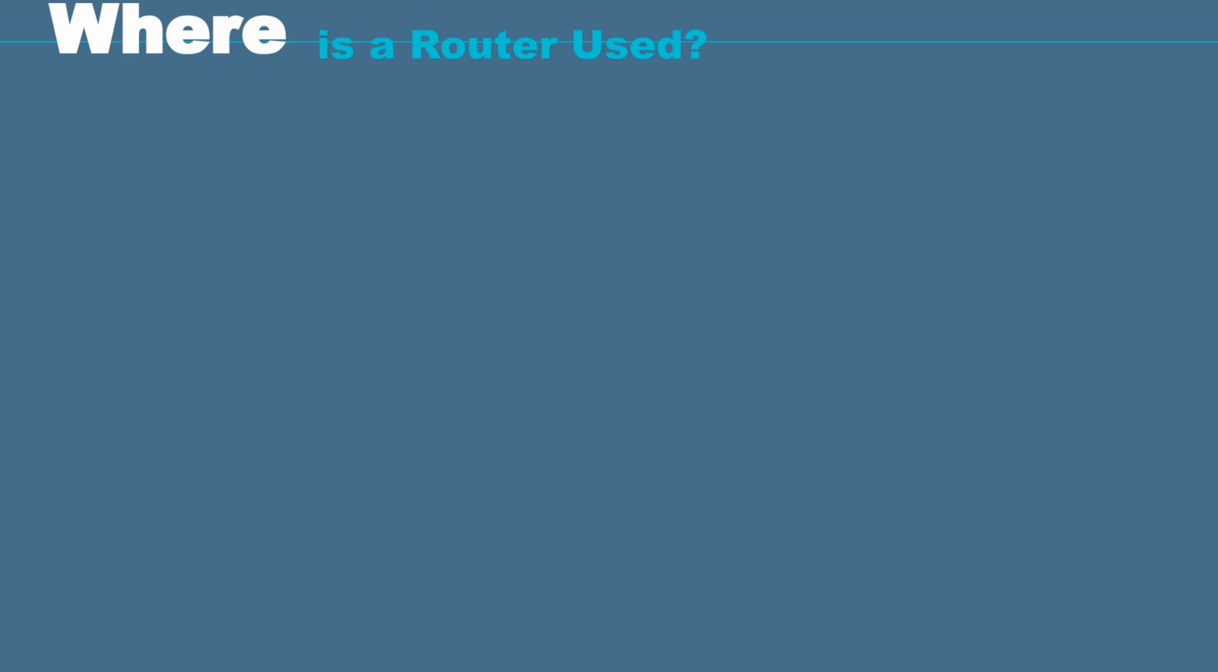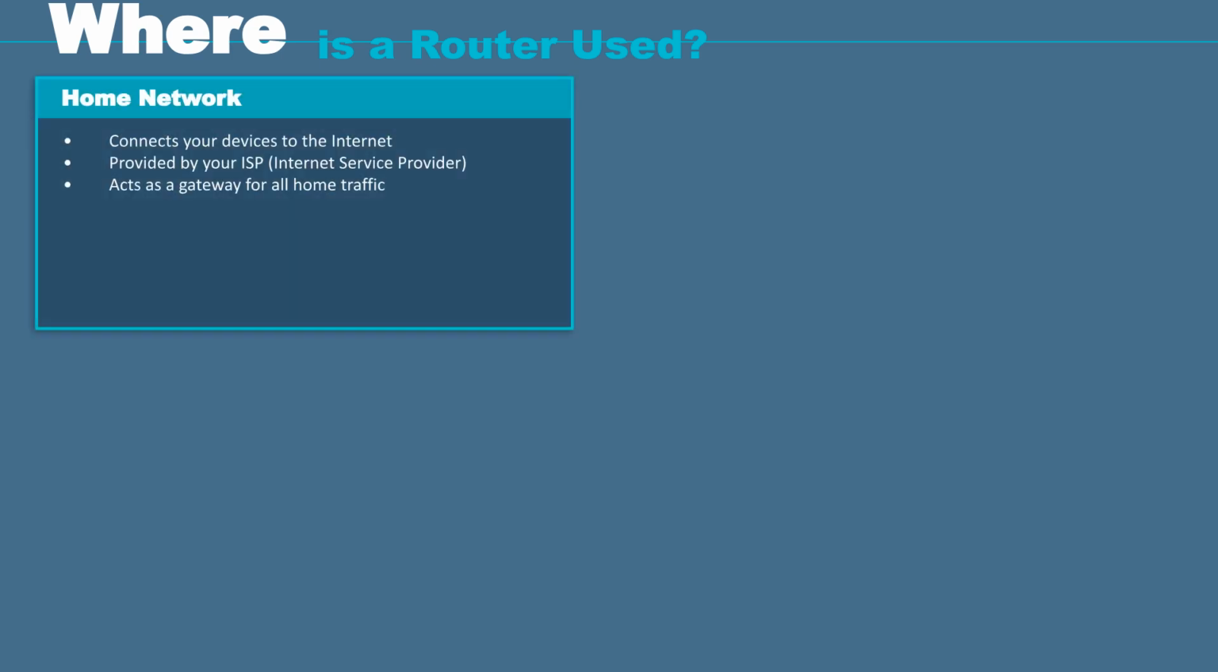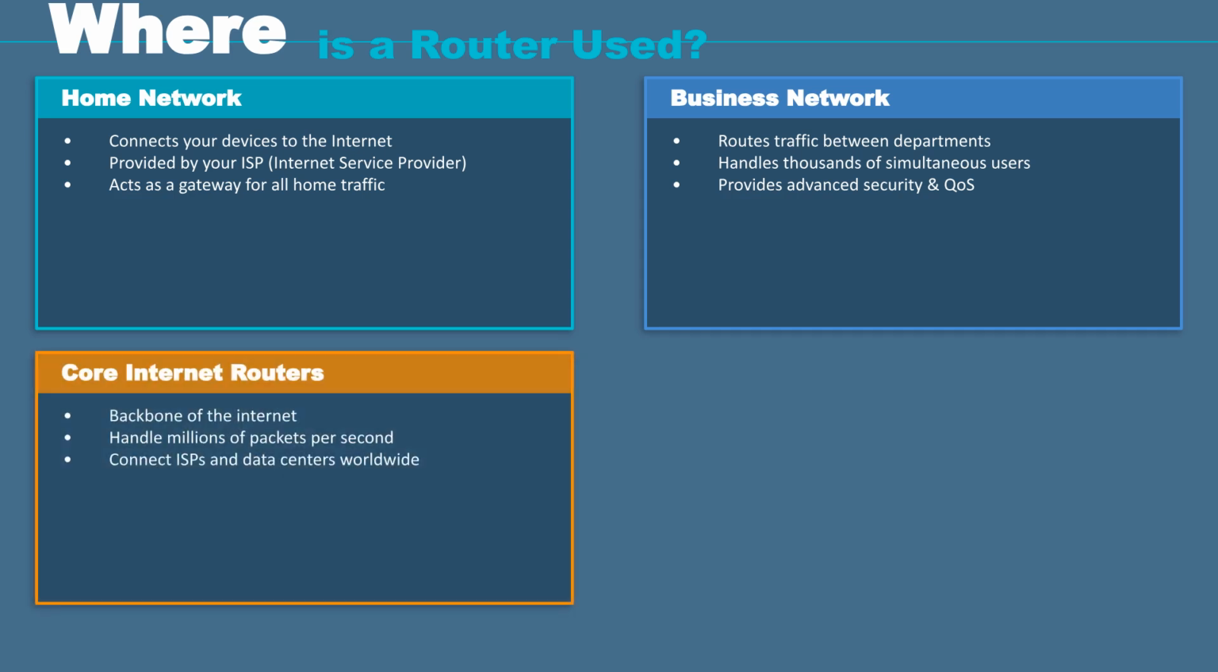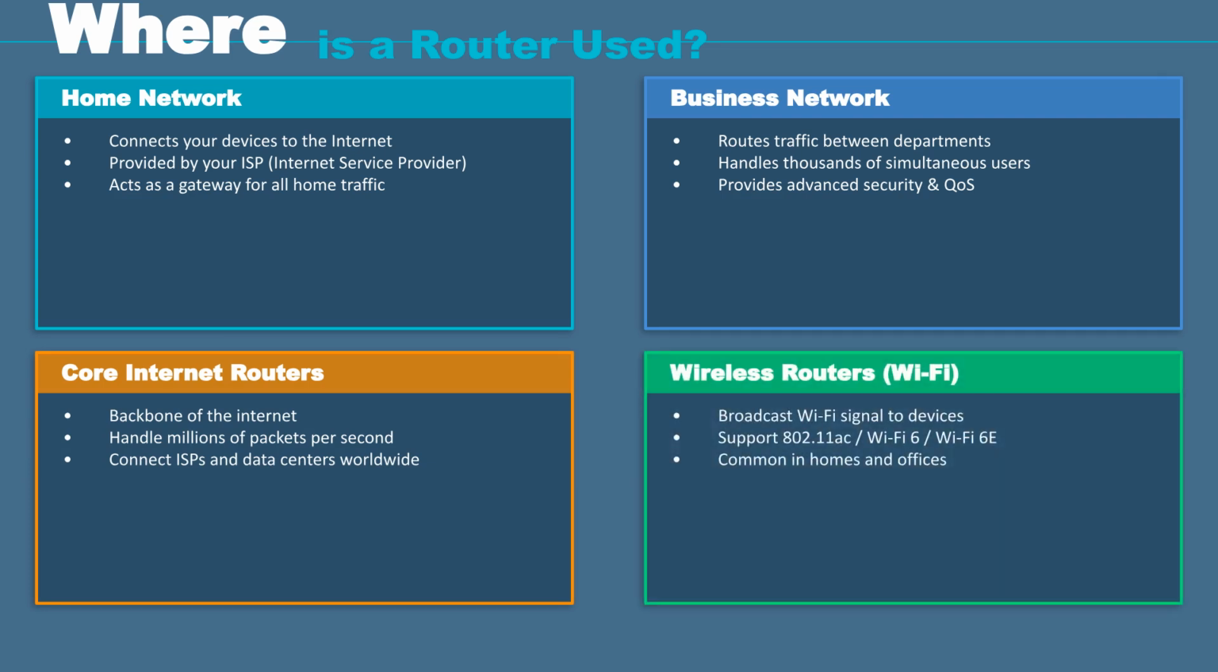Routers are used in many different environments. In a home network, a router connects your devices to the internet. Businesses use them to route traffic, handle many users, and provide advanced security. Core internet routers form the backbone of the internet, handling massive traffic volumes and connecting ISPs worldwide. Wireless routers, or Wi-Fi routers, broadcast signals for common use in homes and offices.